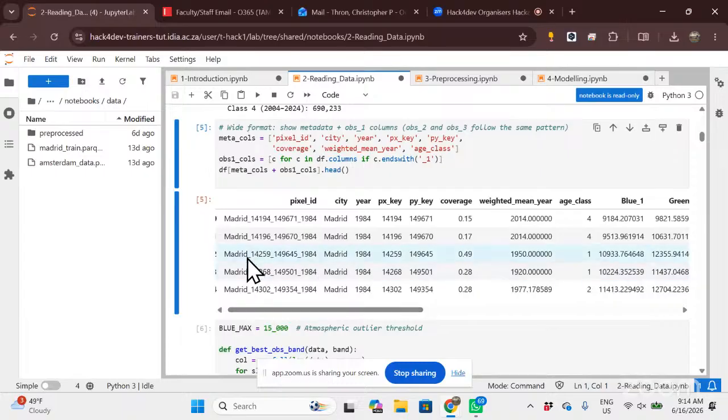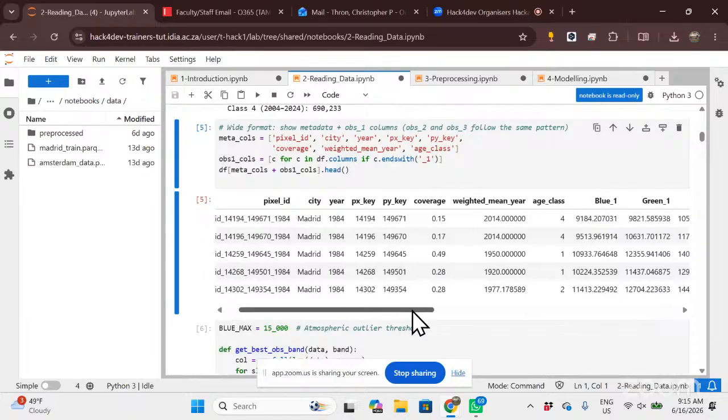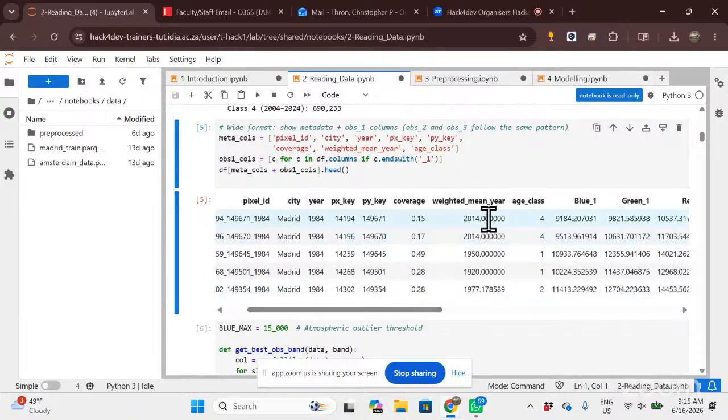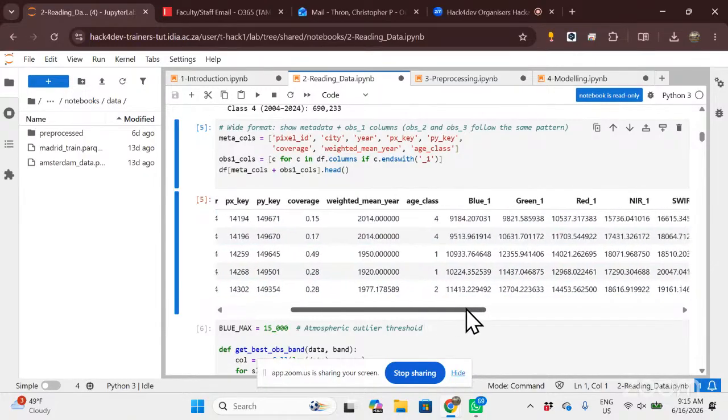Okay, so here's just a list of some aspects of the data, not the complete data. You can see it has the city, the complete ID, and a pixel location, the X and the Y. Coverage means what fraction of that pixel is actually covered by buildings. Then the year is the mean year of buildings in that pixel, that is, the mean date of construction.